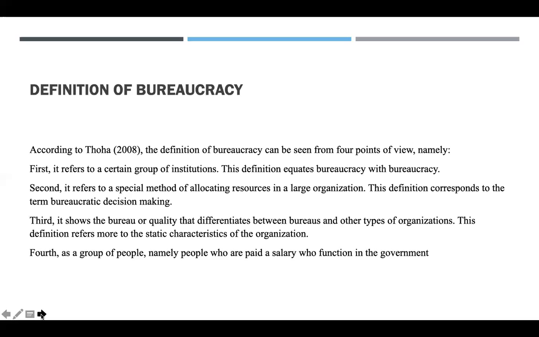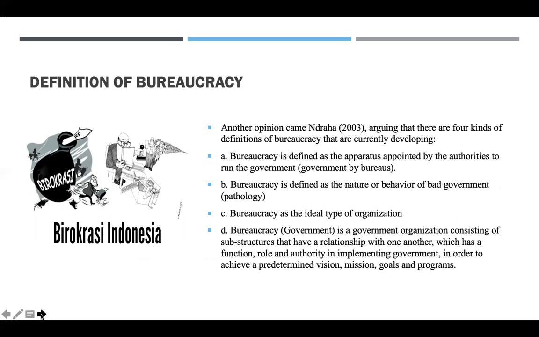So actually, if we try to define bureaucracy, you can take any scholar, and then you can define by yourself what bureaucracy is. And another opinion, besides Toha and Max Weber, we also have another opinion about bureaucracy from Draha 2003, arguing that there are four kinds of definition of bureaucracy that are currently developing.